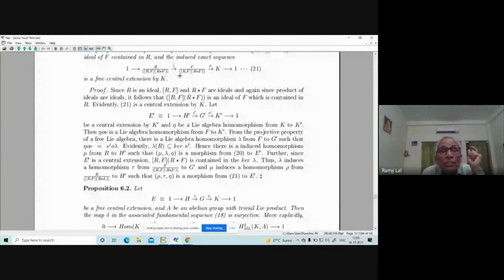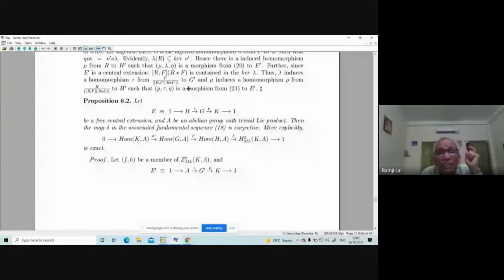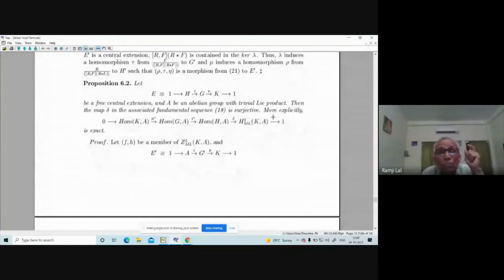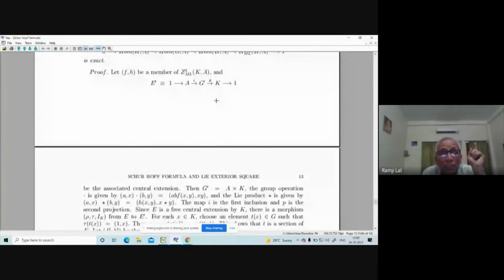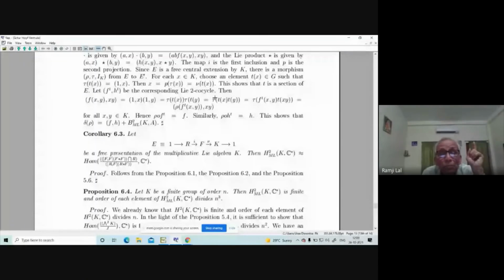So this is a central extension. RF, if you take the commutator over here, it comes out to be here. The commutator this. So this is a free central extension. So if you have a free central extension, then this exact sequence, which is exact till this point, leaving one, is exact even if we add one, provided this is a free central extension. So we had that free central extension, and we had that. So therefore, let this be a free one.